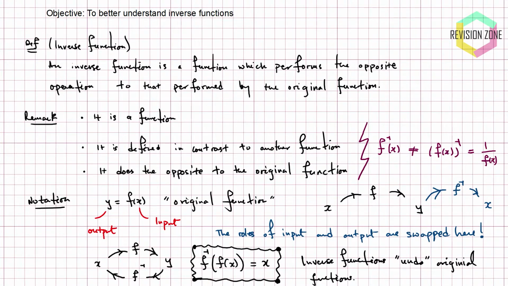I should really clarify this point, which is when we write f to the -1, we need to be very careful as to what it is we're saying. The convention is when we write f to the -1, we don't mean 1 over.